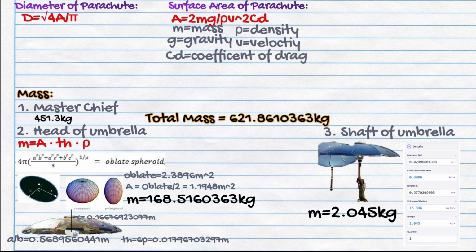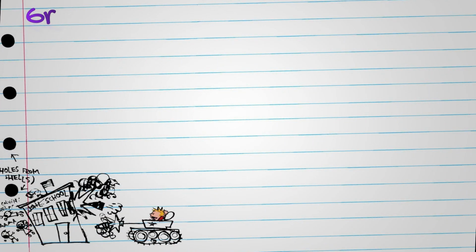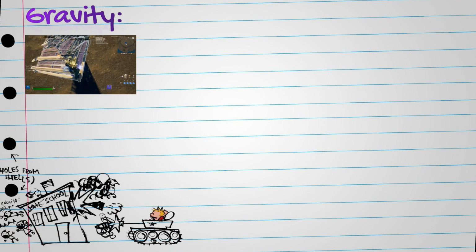From here, we'll return to our original equation of area equals 2mg over rho v squared CD. What we have next is gravity. Gravity is not hard to solve. All we have to do is fall off of a tower. So that's exactly what I did. I fell off of a 10-meter tall tower, which took 0.49 seconds when timing it to complete that journey.